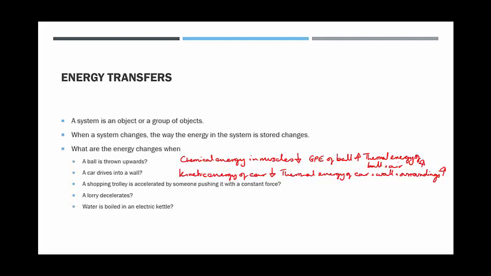Okay, when a shopping trolley is being accelerated by someone pushing it with a constant force, again, we're starting off with the chemical energy in the muscles of the person who's doing the pushing, and that chemical energy is going to decrease, and that's being converted into the kinetic energy of the shopping trolley. So the kinetic energy of the shopping trolley increases, and again, we've got some thermal energy being produced as a waste, so the thermal energy store of the trolley and the surroundings is also going to increase.